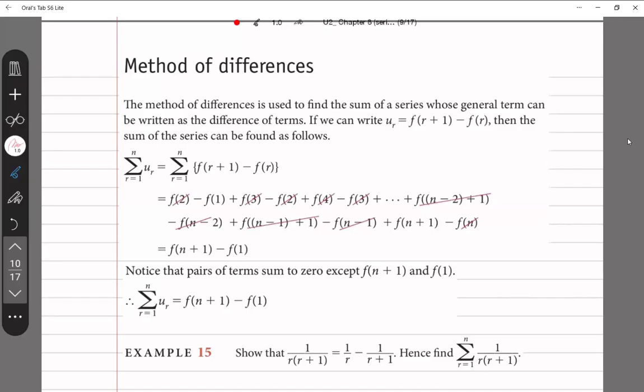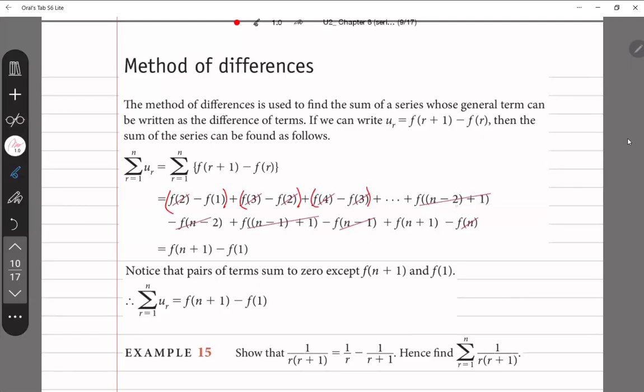Now, to get the series, I'm going to put in values of r, from r equal to 1 to r equal to n. So when r is 1, what are you going to get? The first term is going to be f(r+1), which is f(2), minus f(r), which is f(1). So this would be the first term. This would be the second term. This would be the third term.